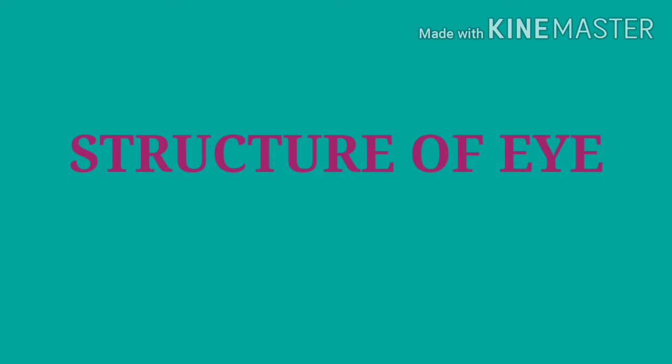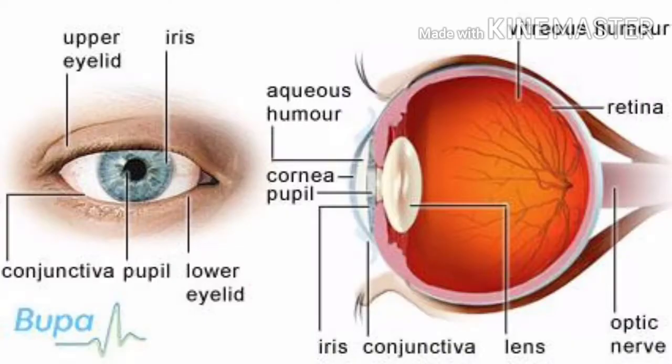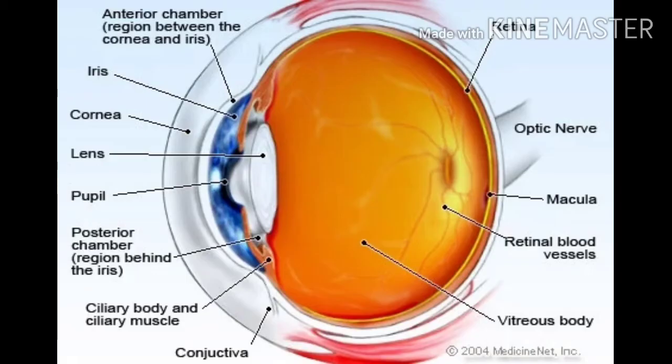Structurally, the eyeball comprises three concentric layers: outer fibrous coat, middle vascular coat, and inner retina, also called nervous coat. Different parts of the eye are conjunctiva, cornea, iris, pupil, ciliary muscles, lens, aqueous humor, vitreous humor, sclera, choroid, retina, yellow spot, optic nerve, and blind spot.